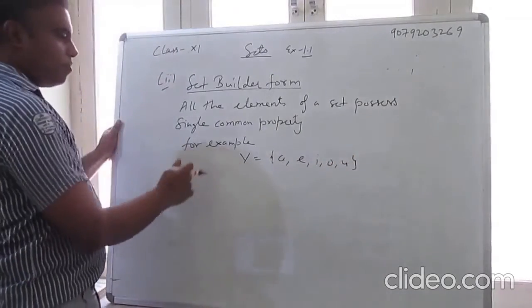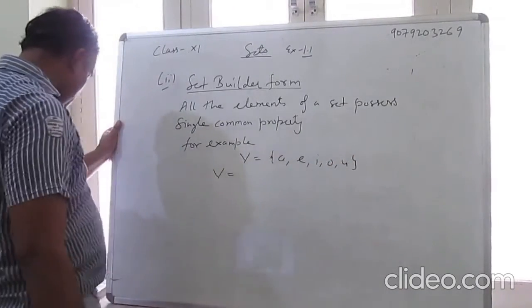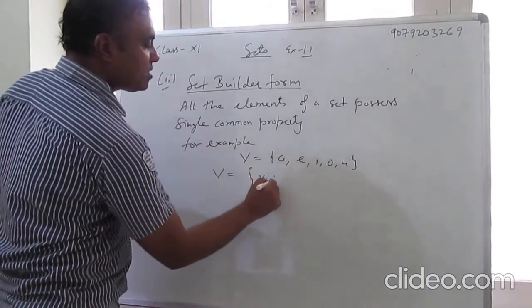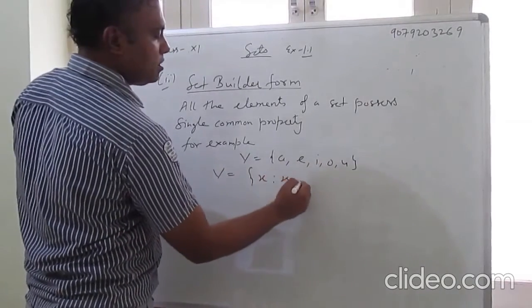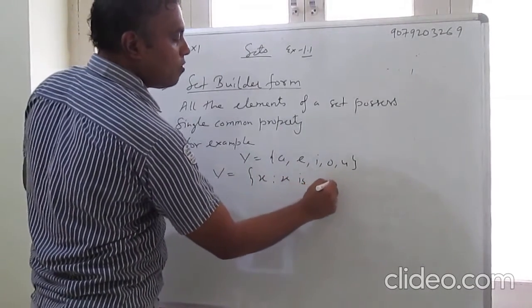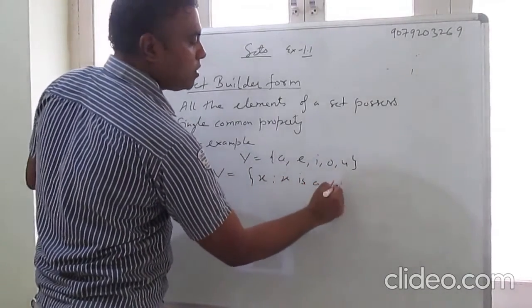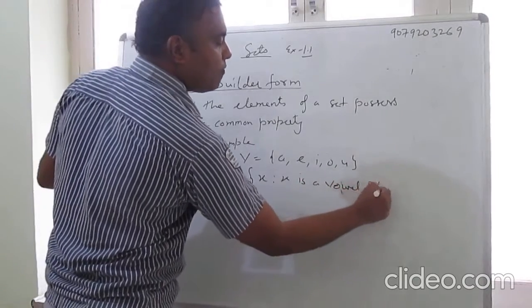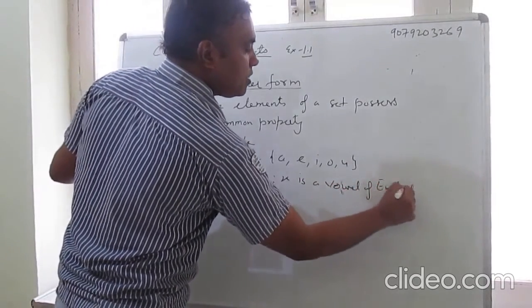It is in roster form, but you can write it in set builder form. How will you write it? {x : x is a vowel of the English alphabet}.